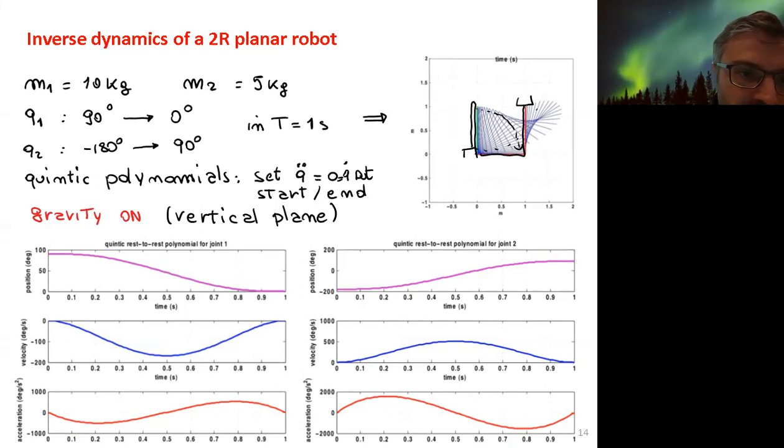So this is for the first joint that goes from 90 degrees back to 0, while the second one is going from minus 180 to 90. And we see that the quintic for position becomes a quartic for velocity and a cubic curve for the acceleration. But initial and final acceleration is 0, initial and final velocity is 0, both for the first joint and for the second joint.